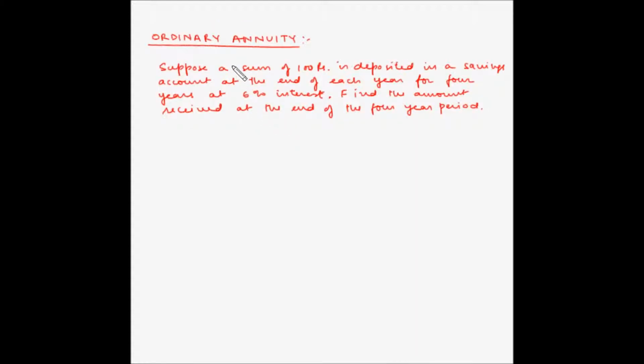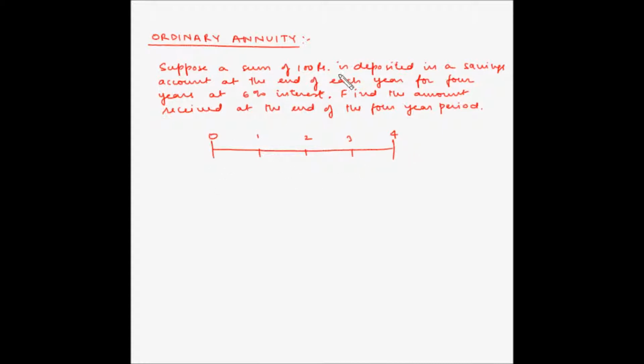Let's first consider ordinary annuity, and let's take an example to understand this in detail. Suppose a sum of 100 rupees is deposited in a savings account at the end of each year for 4 years at 6% interest. Find the amount received at the end of the 4-year period. So let's draw the time scale. This is 0, 1, 2, 3 and 4.